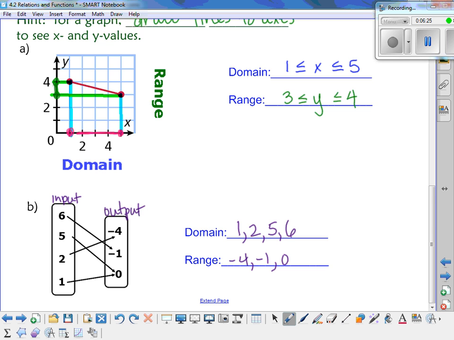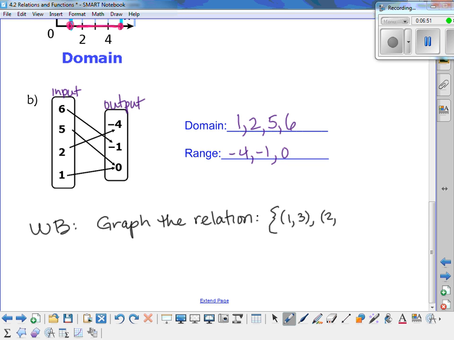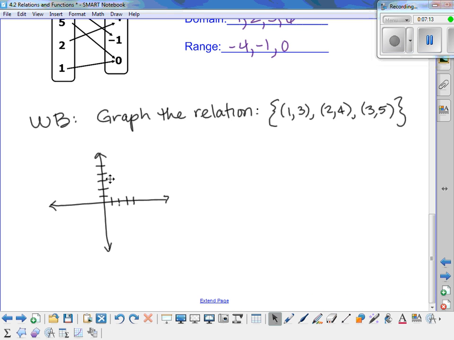Yeah. Okay. All right, so I'm going to have you guys graph a relation on your whiteboards. Okay, so the relation is the points (1, 3), (2, 4), and (3, 5). So graph that and then show me your whiteboard answer. Okay, so most of you had it right. (1, 3) would be here, (2, 4), and (3, 5). So in this case, it's not a line. It's just those 3 points, so you shouldn't connect it with a line.